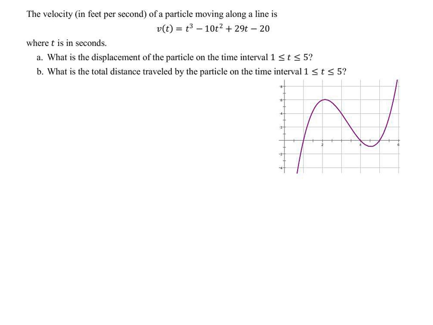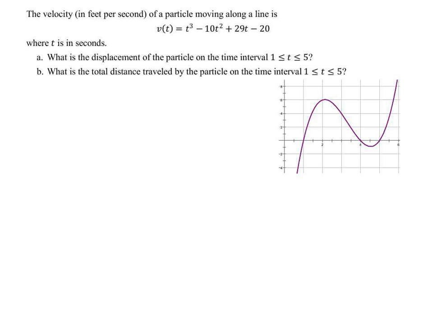All right, example. The velocity in feet per second of a particle moving along the line is given by this function, where t is in seconds. Part A, what is the displacement of the particle on the time interval 1 to 5? Then part B, what is the total distance traveled by the particle on the time interval 1 to 5? Okay, so basically illustrating exactly what we just talked about.